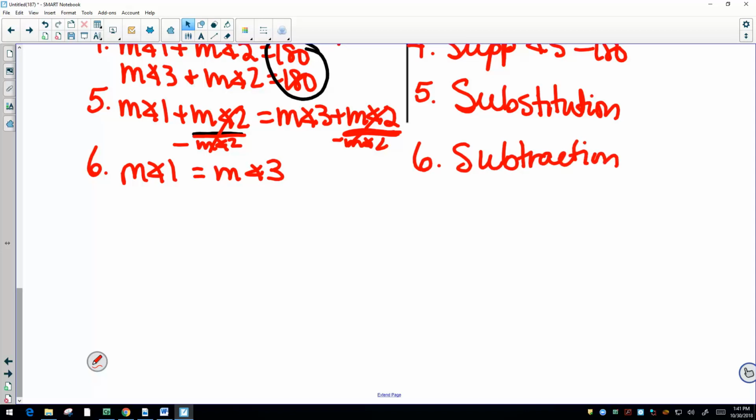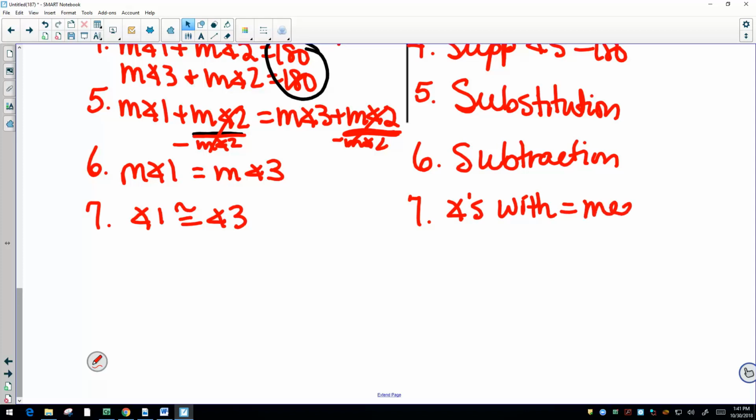And if we want to be really technical to finish this off, the very last thing that we could say is angle 1 is congruent to angle 3 to get our proof statement to look 100% the same. And the reason here is we can just say angles with equal measures are congruent.